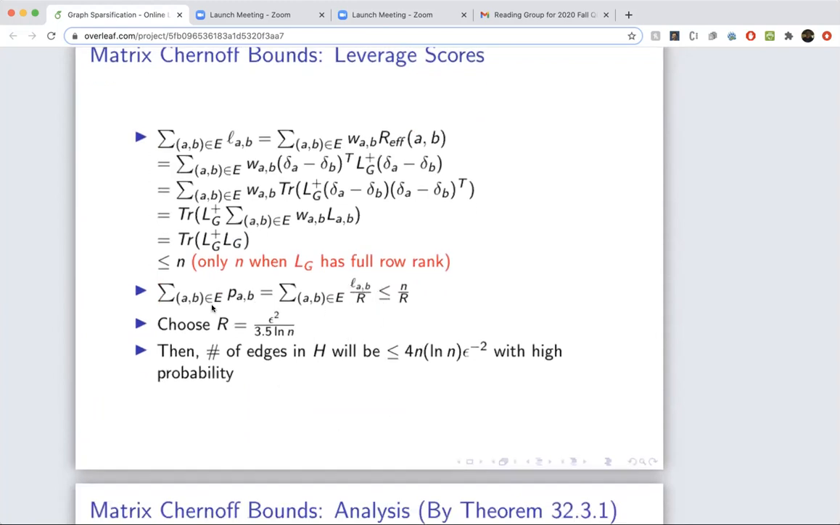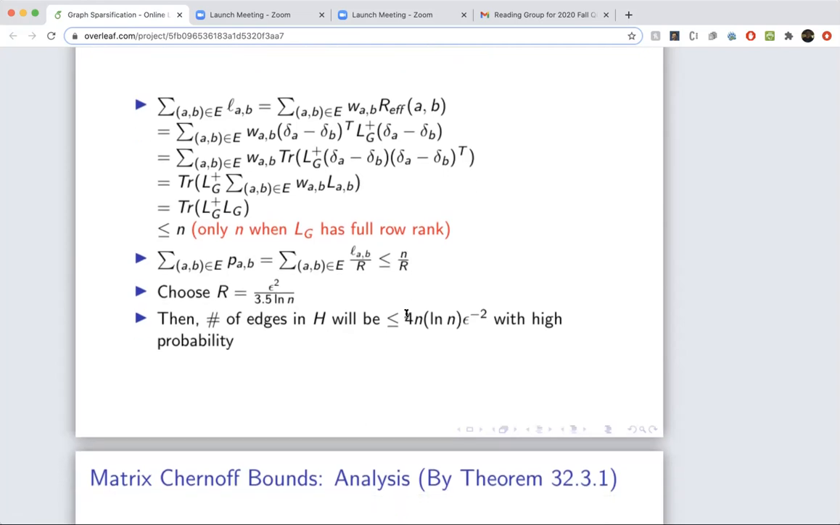The summation over all the probabilities is going to be equal to the summation over all the edges in the edge set of leverage score over R. And we were able to bound the summation over all the leverage scores with the number of nodes in the graph. So we see that the number of edges in our sparsified graph can be upper bounded by the number of nodes in the input graph divided by R. I think that's a pretty shocking result. It's very clean. The number of edges in H is going to be at most n over R.